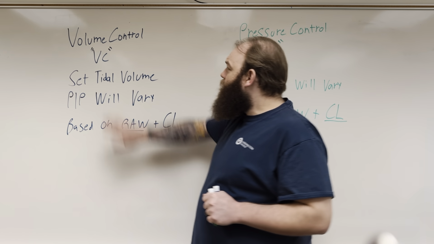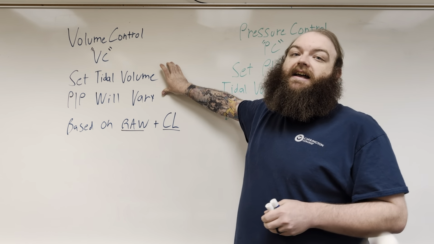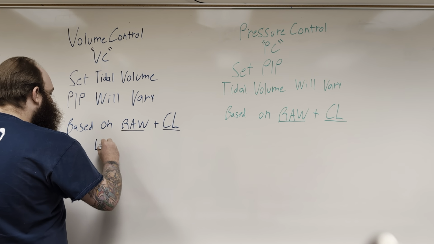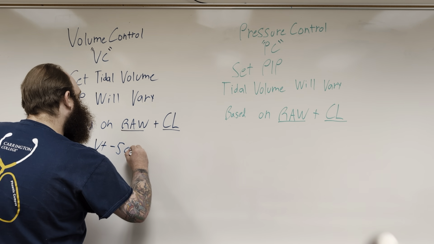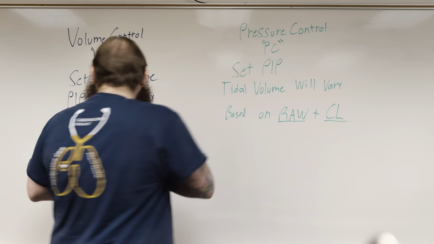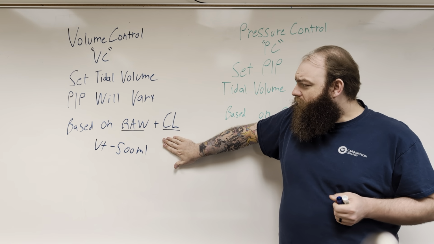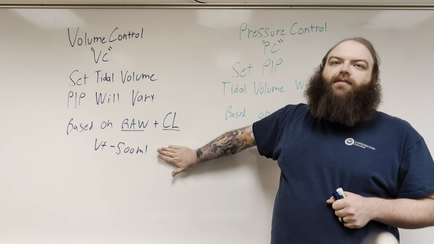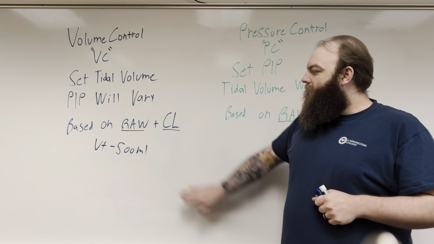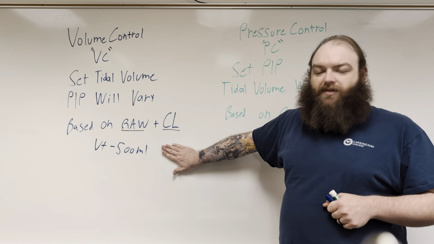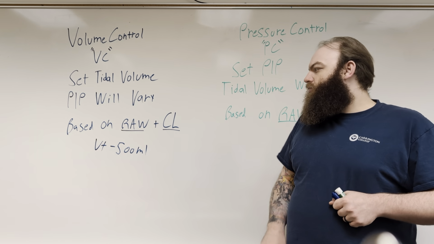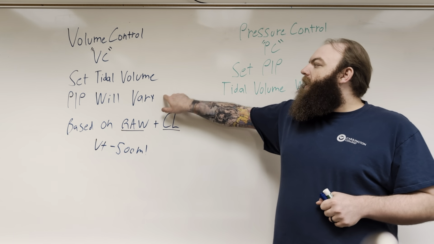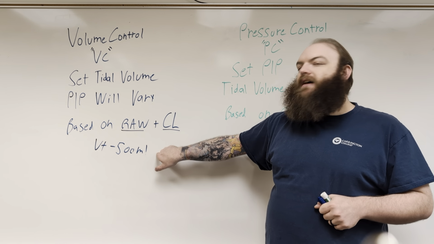Let's break it down. In volume control, I have a set tidal volume. For instance, let's say a tidal volume of 500 milliliters, okay? So that is what I have set. What this means is the ventilator will give a tidal volume of 500 milliliters come hell or high water. It doesn't matter if you have floppy lungs, healthy lungs, stiff lungs, anything in between, the patient will get 500 milliliters.